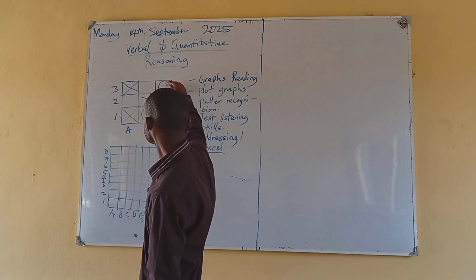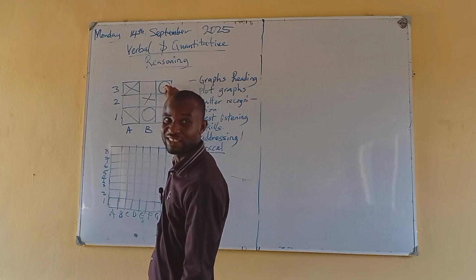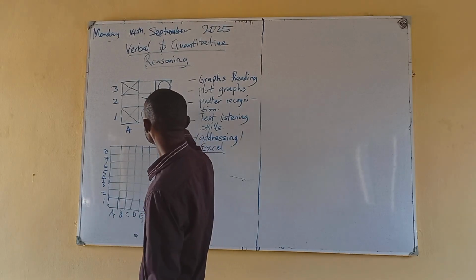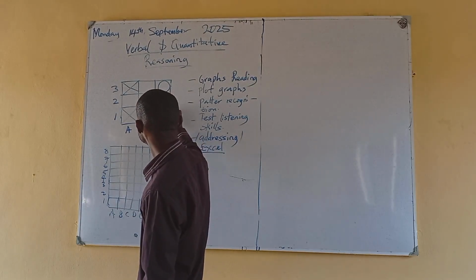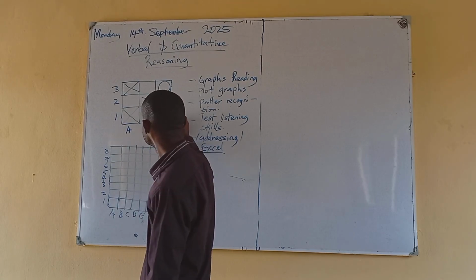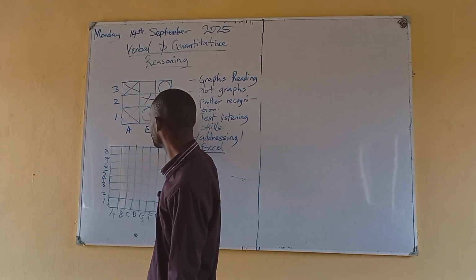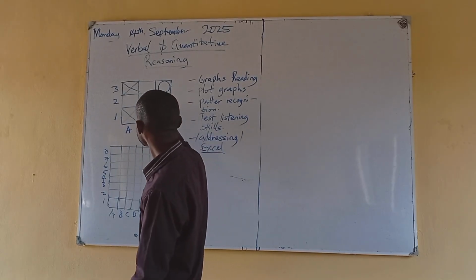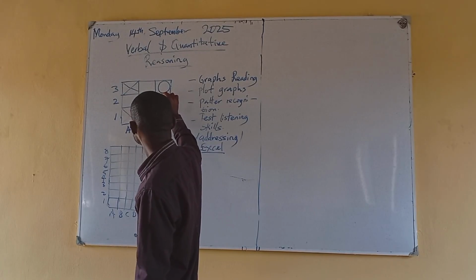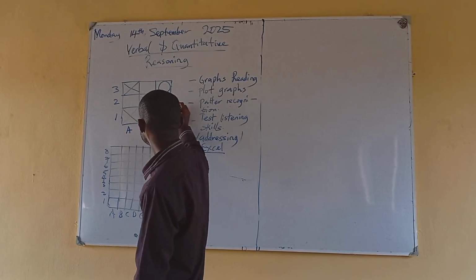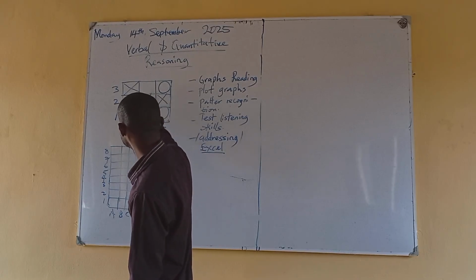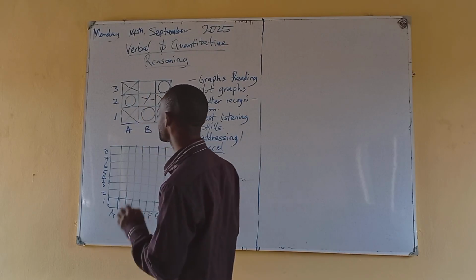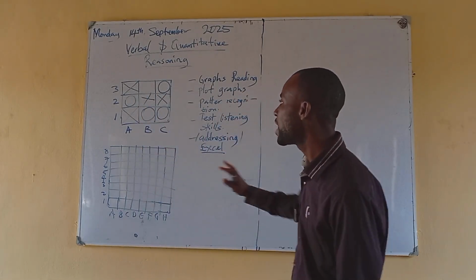So, what's this one? Everybody? C3. So what's this now? This other circle. C1. Do we all get it? Yes. Then what's this? C2. And then what's this one? A2. Good. So now you understand how we address this cell.